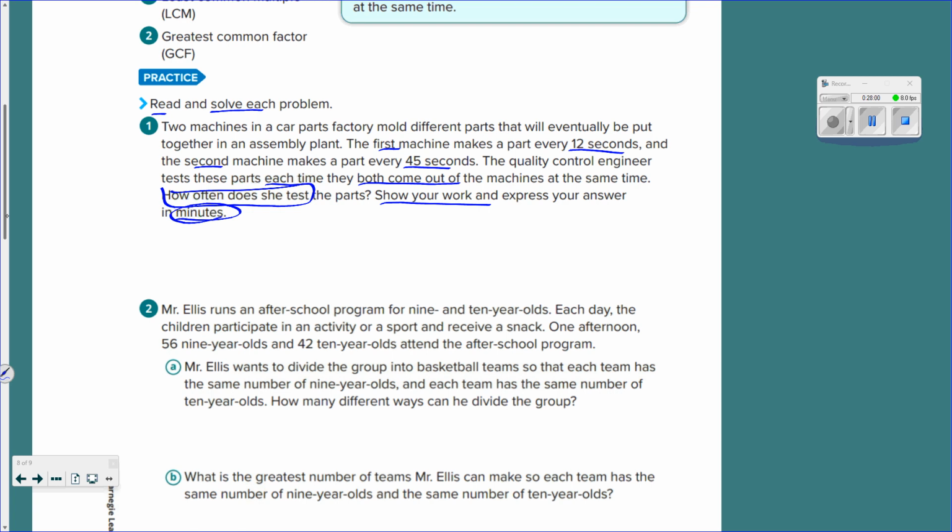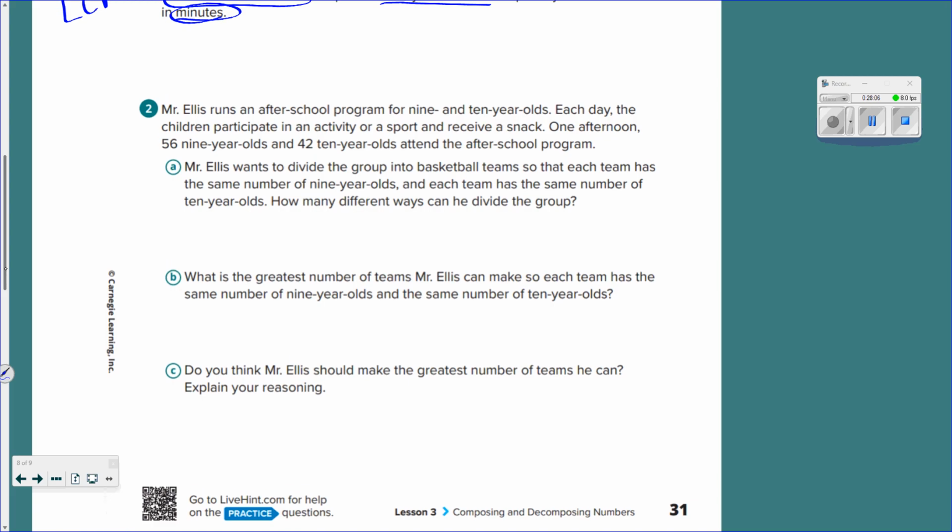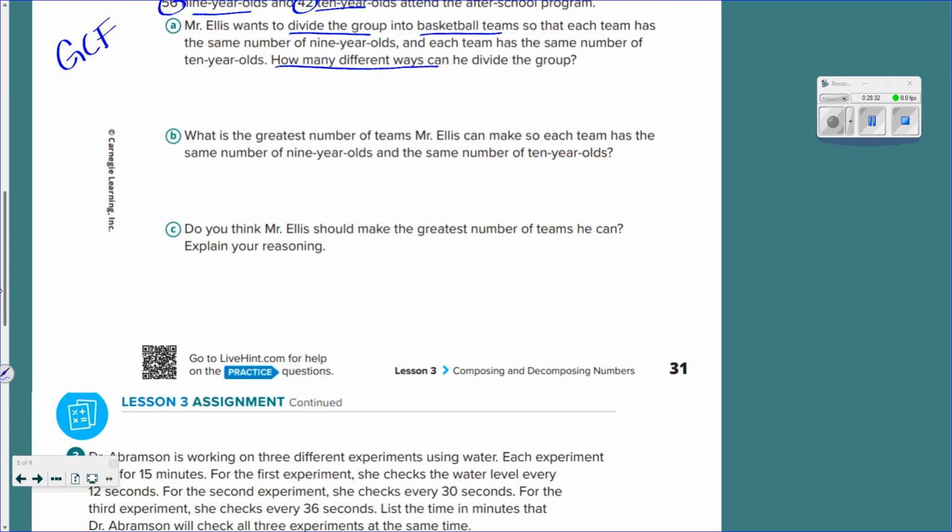Number 2, he's got 56 9-year-olds, 42 10-year-olds, and he wants to divide the group into basketball teams. How many different ways can he divide the group? We're going to change that a little bit and just say, find the GCF. You don't have to tell me all the ways, but show me how many you put on each team with the most teams. So that'll tell you the greatest number of teams. But then part C is a thinking one. Hopefully you understand basketball. If you don't, you can research a little bit. Or look at the number of people on each team and tell me, does that make sense that that's the way you should do it?